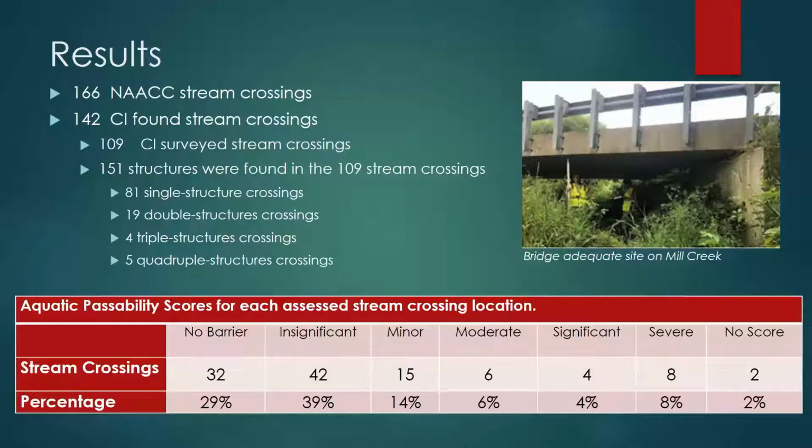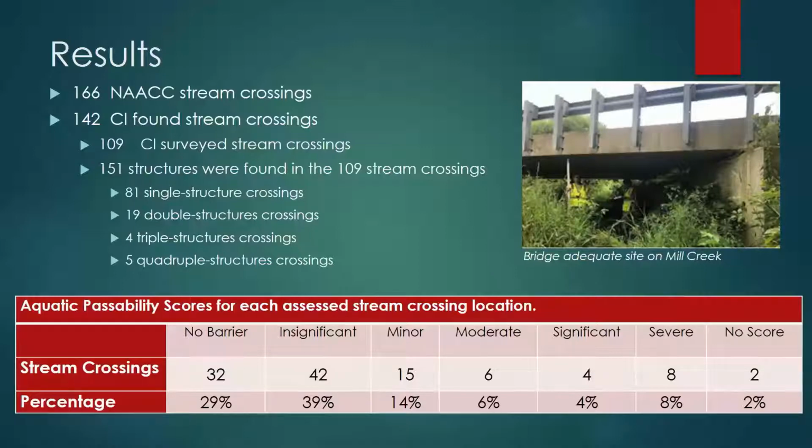I think this is a big takeaway. Majority of the sites that we surveyed had either an insignificant or no barrier. Another takeaway is that 8 of the sites, 8%, were severe. These would be locations to look at if we ever find funding to replace. You'll also note that 2 of the sites had no score.